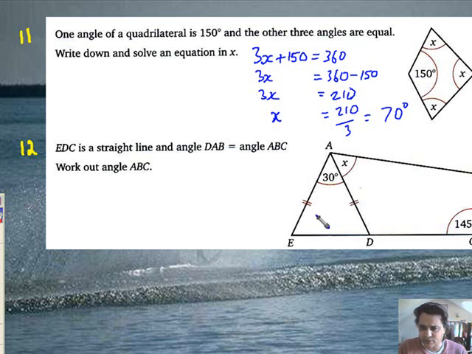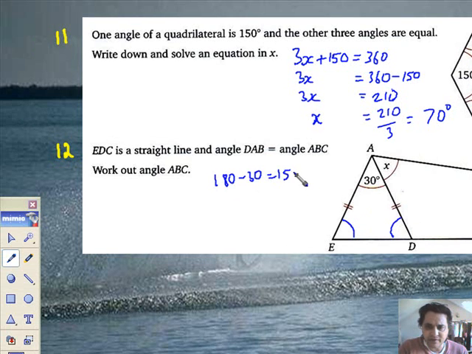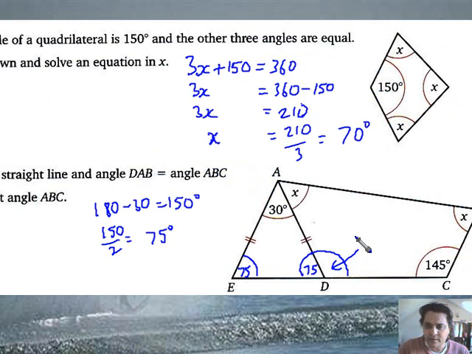I've got an isosceles triangle, so I can work out this angle and this angle. Essentially, 180 degrees take away that 30 is going to be 150. That 150 degrees must be shared amongst these two, so 150 divided by 2 is 75 degrees each. Now look, I'm on a straight line right there, so that's going to be 180 take away 75, which makes 105 degrees.